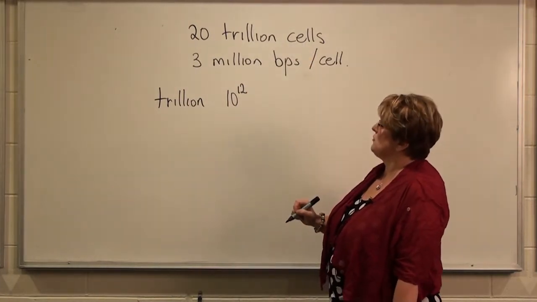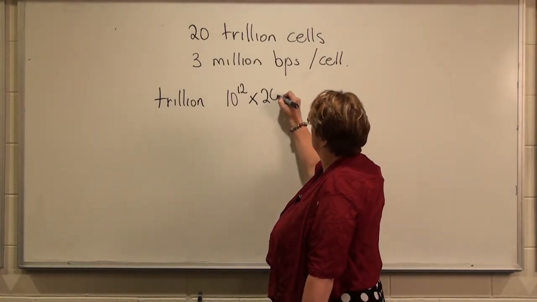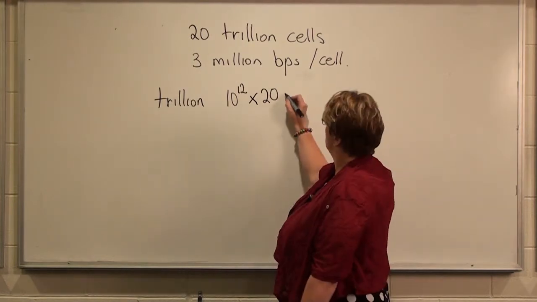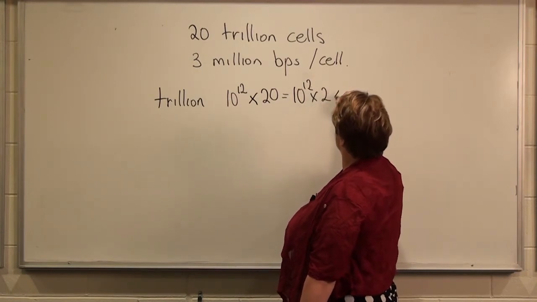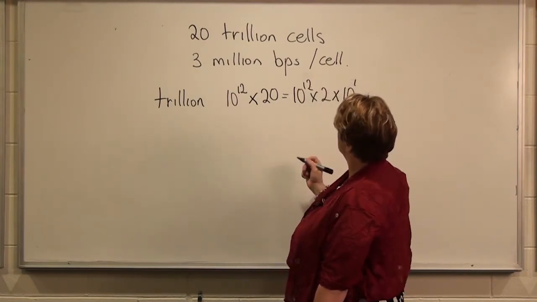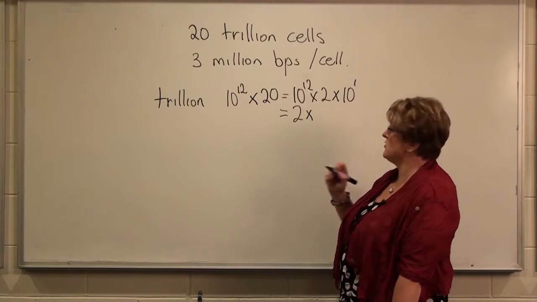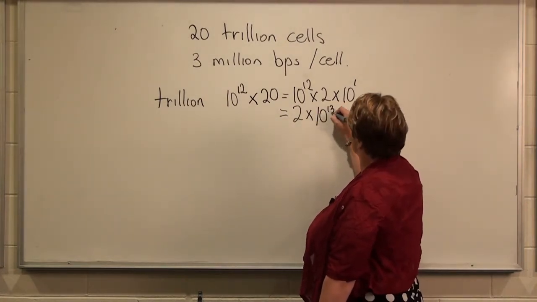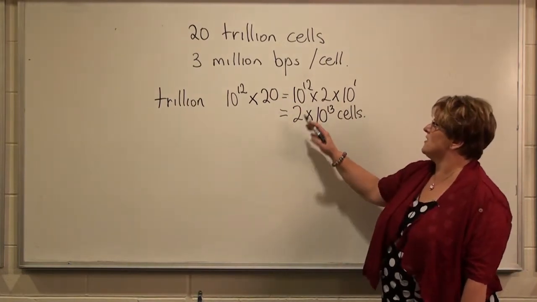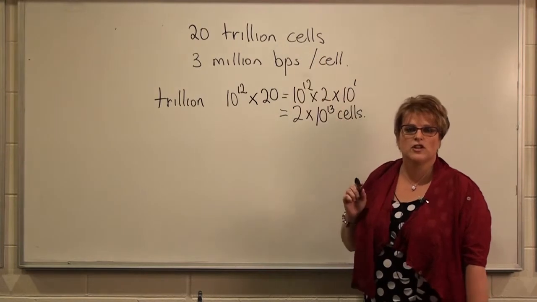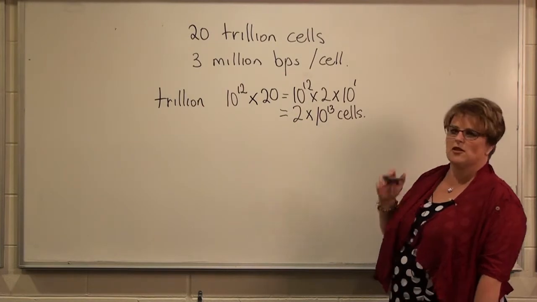So if we have 20 trillion cells in an organism, it means we have that many cells, which equals 10 to the 12 times 2 times 10 to the 1, which in terms of scientific notation, because we add those two together, is 10 to the 13 cells. So in our organism, we have 20 trillion cells, which, if we express this using scientific notation, means 2 times 10 to the 13 cells.